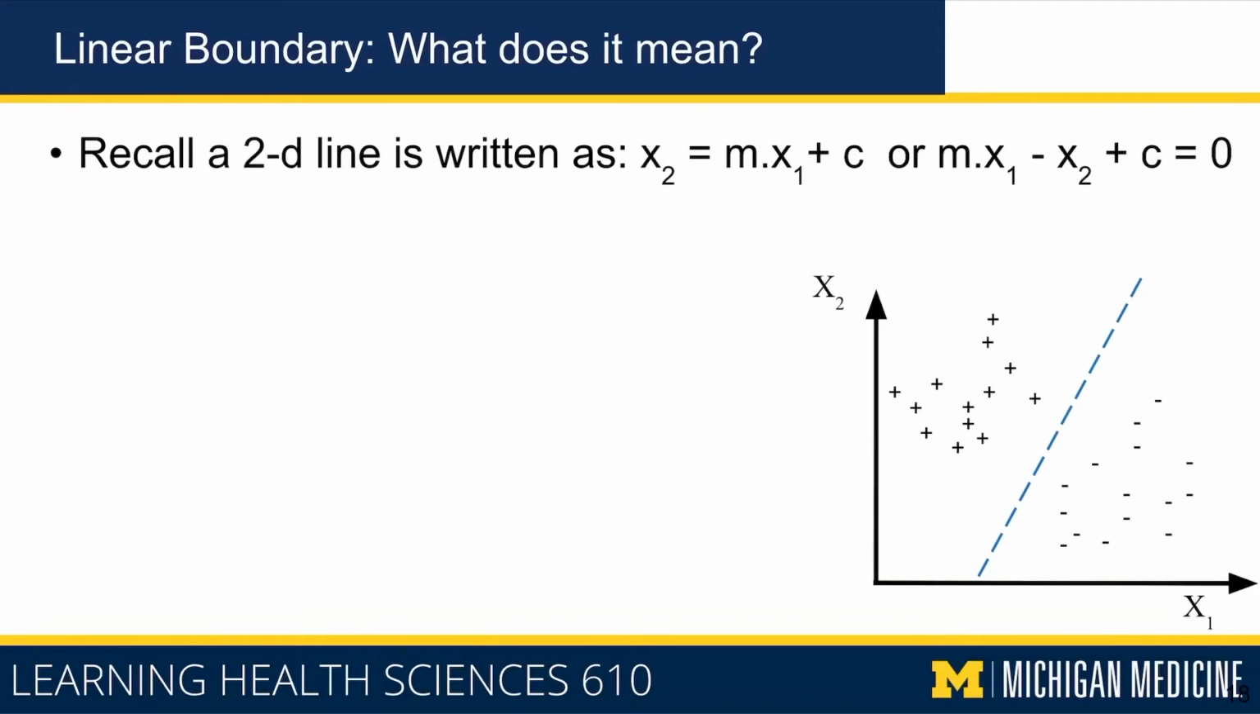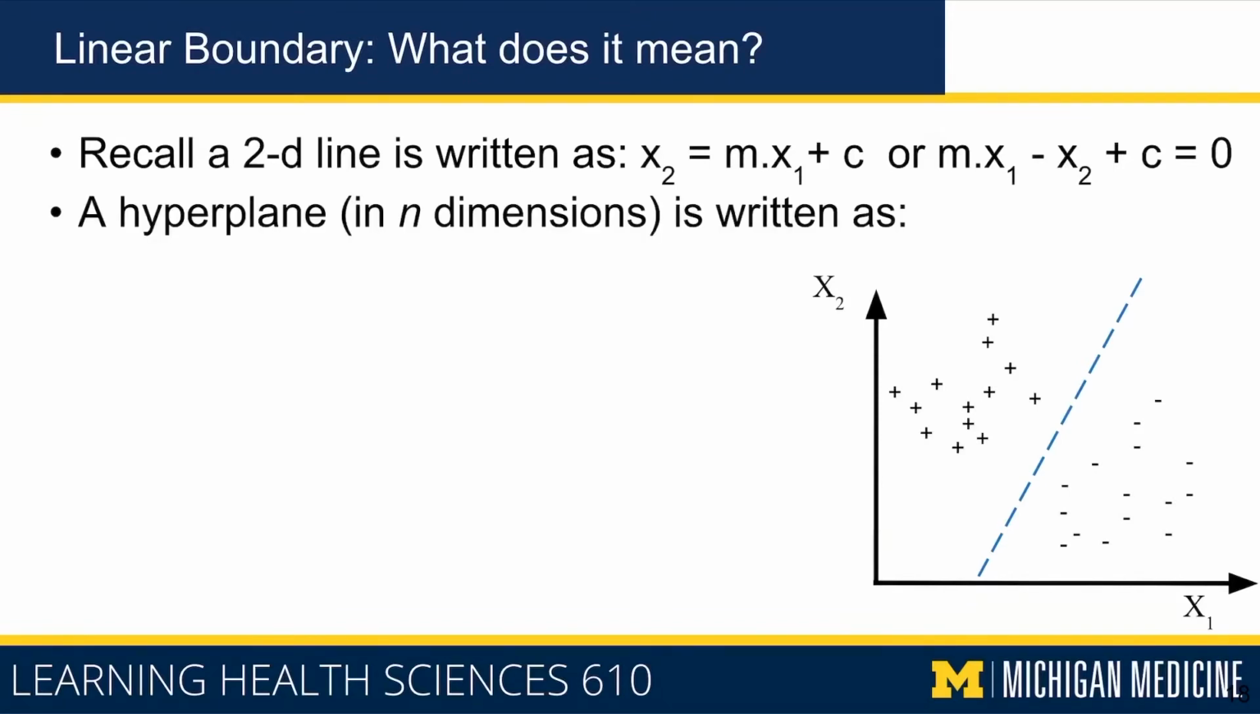In two-dimensional space, recall that a line is written down as, in this case, x2 = m x1 + c, right? m is the slope, c is the intercept. If you rearrange it a little bit, you can see that the function is something like m x1 - x2 + c = 0. So that will be that line, right? The dotted blue line.